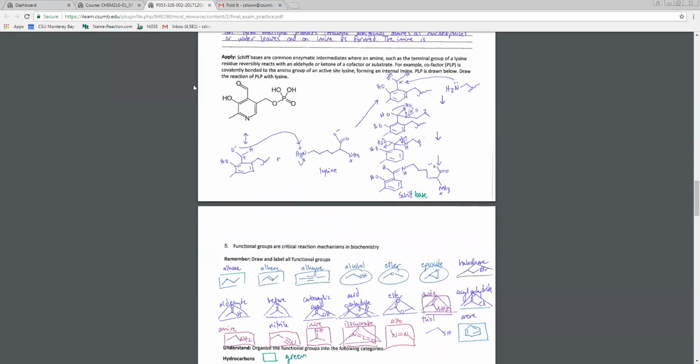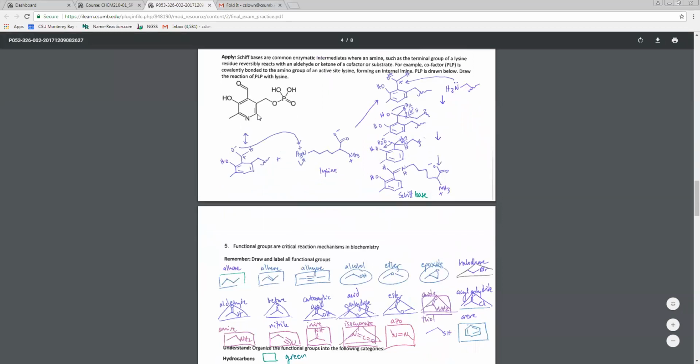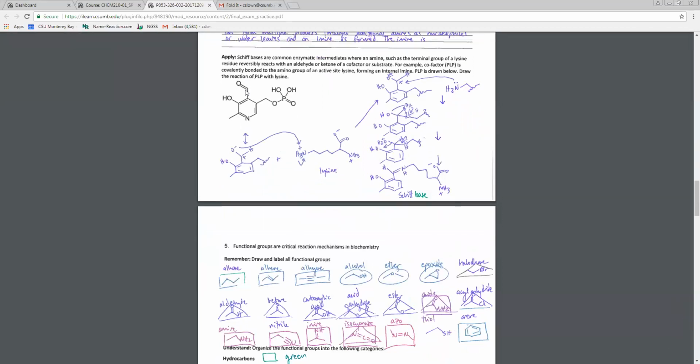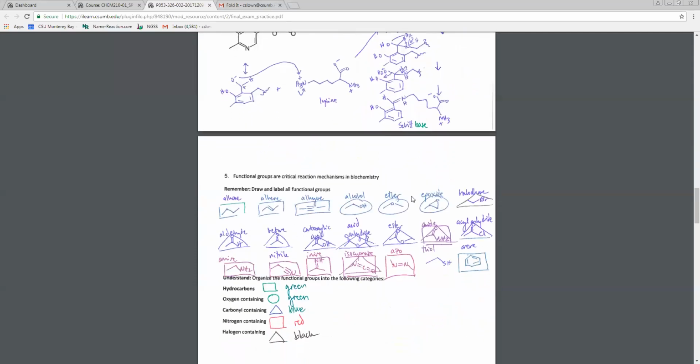So PLP is drawn below. We're going to show this reacting with lysine. So this is my aldehyde. I'm going to make sure I draw the resonance form. This is going to react with lysine. My amine then is going to attack my electrophilic carbon. And that's going to result in the formation of an imine, also known as a Schiff base.